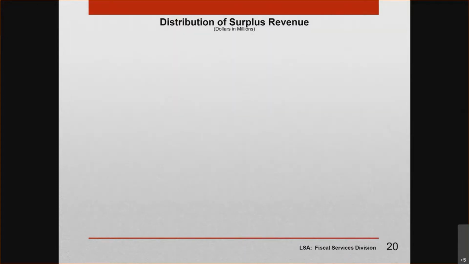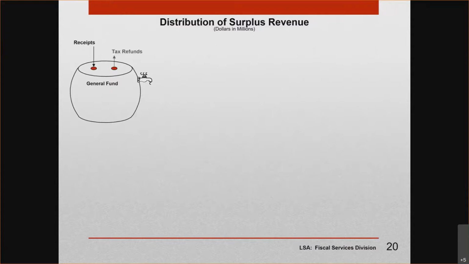Okay, here is a graphic that hopefully will help you to understand the flow of the general fund surplus dollars and the various reserve funds and the different funds. So what we do is we start with the general fund budget. This graphic is a series of barrels and spigots. So we have receipts coming into the general fund, tax refunds going out.